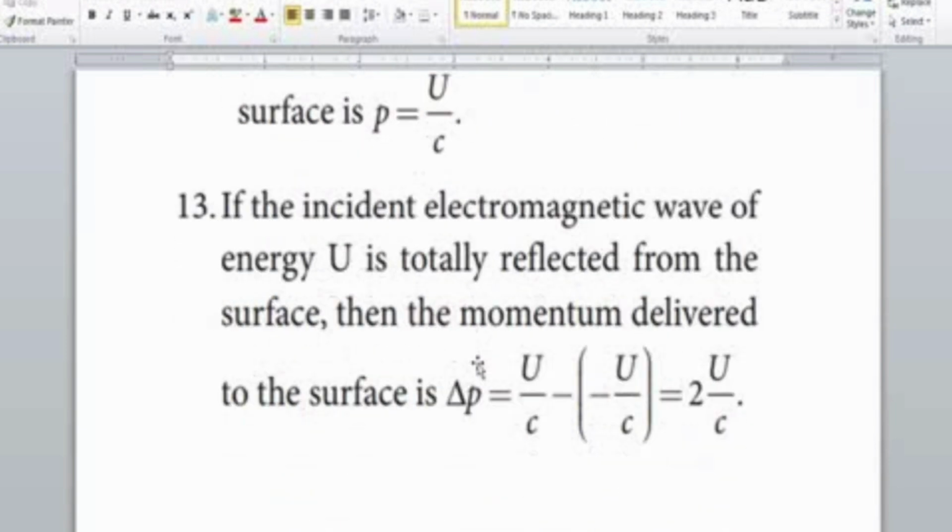Suppose that wave is reflected. See here, if the incident electromagnetic wave of energy is totally reflected, so this is the energy and this is the reflected energy. So it has a negative sign. Negative sign indicates that this is a reflected energy. So we are subtracting that. So negative becomes positive. So the momentum delivered to the surface delta P equal to 2 epsilon by c. So this is the reflecting energy. Suppose it is completely reflected without absorbing the electromagnetic energy. So it will become two types.